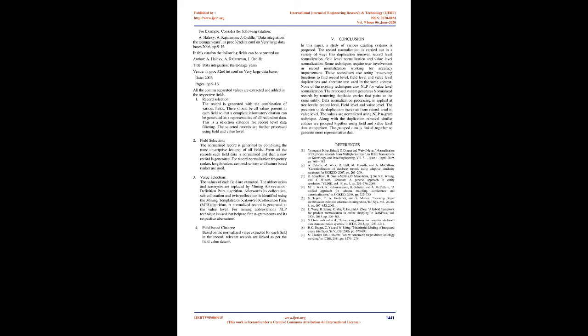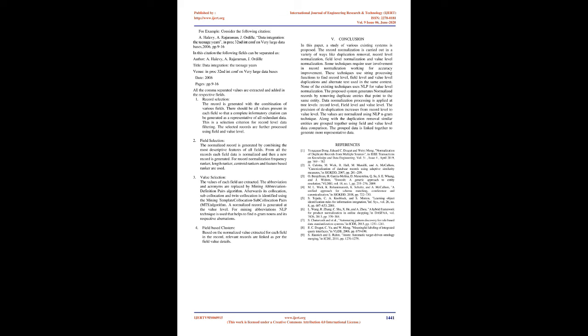Conclusion. In this paper, a study of various existing systems is presented. The record normalization is carried out in a variety of ways like duplication removal, record-level normalization, field-level normalization and value-level normalization. Some techniques require user involvement in record normalization for accuracy improvement. These techniques use string processing functions to find record level, field level, and value level duplications and alternate text used in the same context. None of the existing techniques uses NLP for value level normalization.